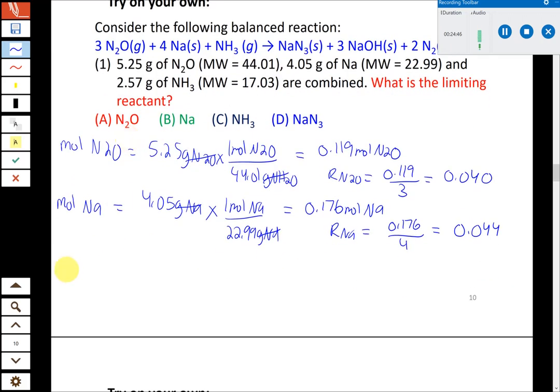And then finally for NH3, we have 2.57 grams. So let me write that in full. So that's NH3, and then we're going to use the molar mass of NH3 to convert that to moles. Dividing by the molar mass to go from grams to moles.